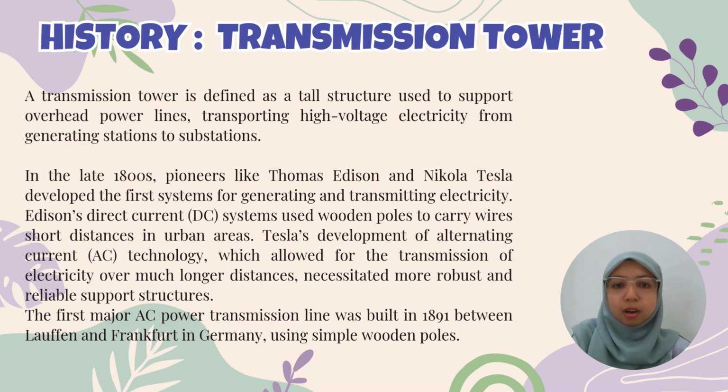Tesla's development of alternating current, AC, technology, which allowed the transmission of electricity over much longer distances, necessitated more robust and reliable support structures. The first major AC power transmission line was built in 1891 between Lauffen and Frankfurt in Germany using simple wooden poles.